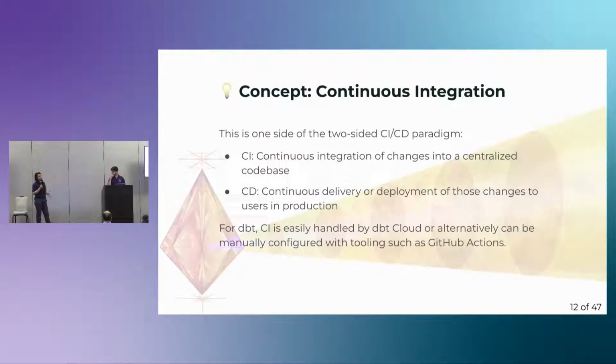And the last concept before we get into the workshop itself is continuous integration. You may have heard of the CI/CD paradigm. CI is continuous integration. That's where we look at the changes and integrate them into the centralized code base. And CD itself is continuous delivery or deployment of these changes to users in production. For DBT, CI is easily handled by DBT Cloud, or alternatively, you can use GitHub Actions to manually configure that tooling.